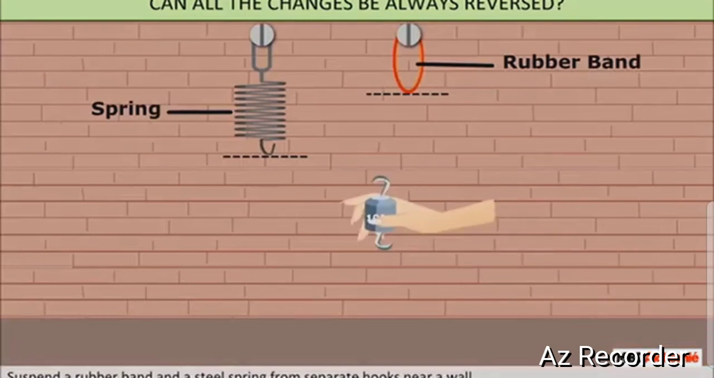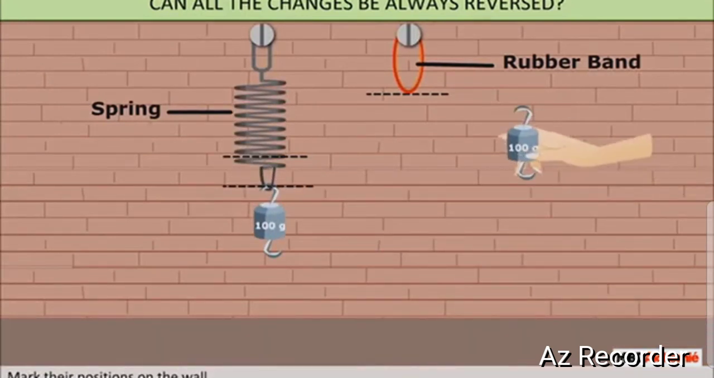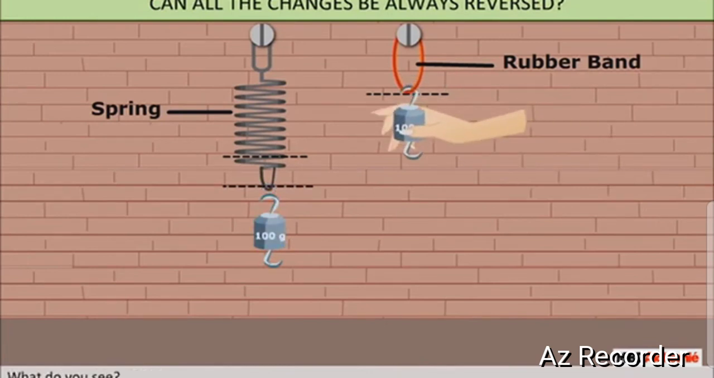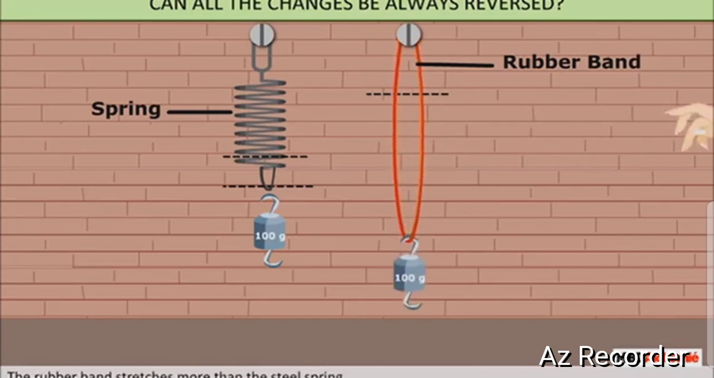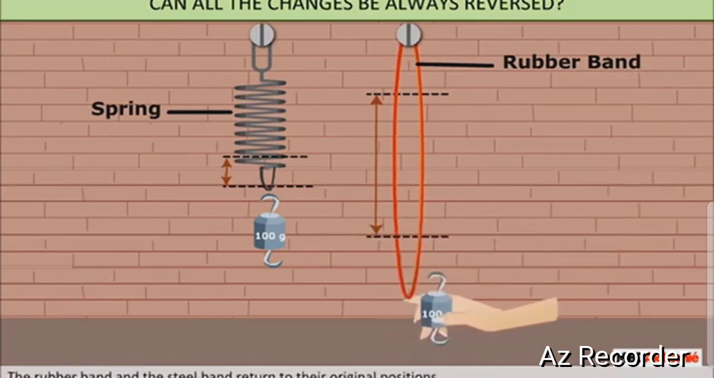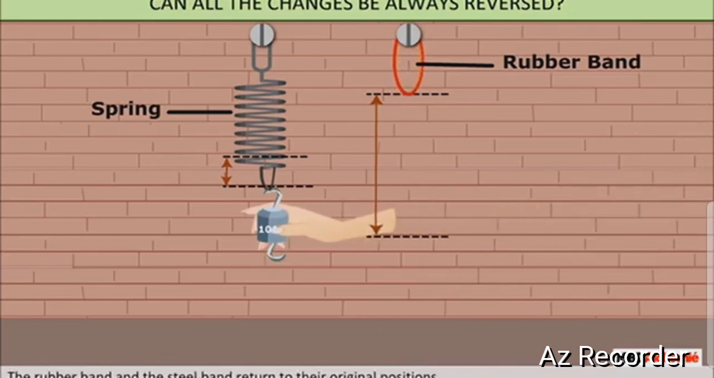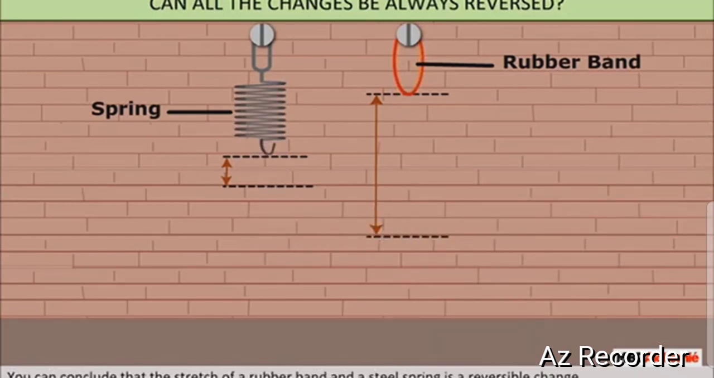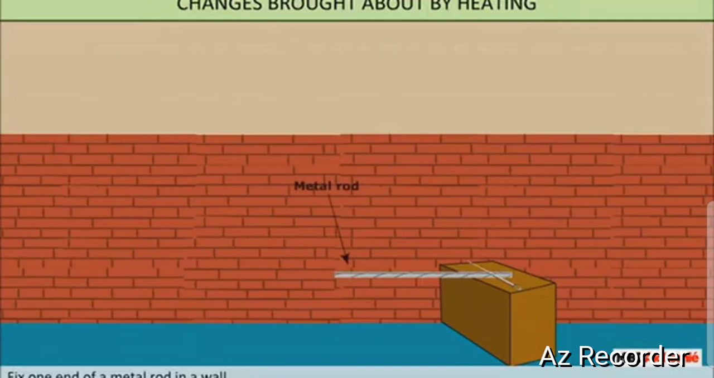Suspend a rubber band and a steel spring from separate hooks on the wall. Mark their positions on the wall. Now hang a weight of 100 grams on each. What you see is that the rubber band and steel spring get stretched. The rubber band stretches more than the steel spring. Mark the new positions, remove the weight and observe the rubber band and steel spring return to their original position. You can conclude that the stretch of a rubber band and steel spring is a reversible change.